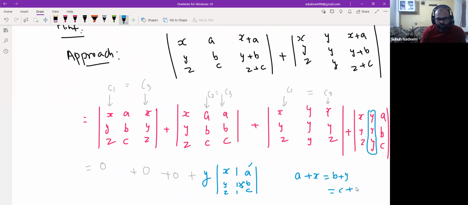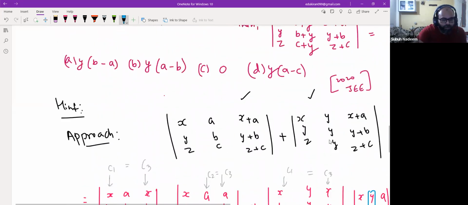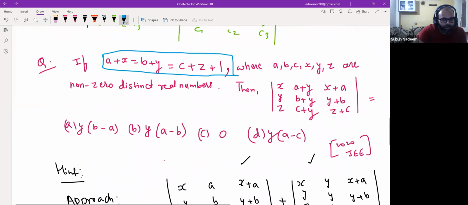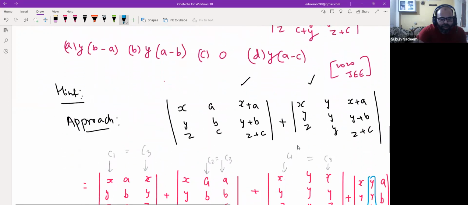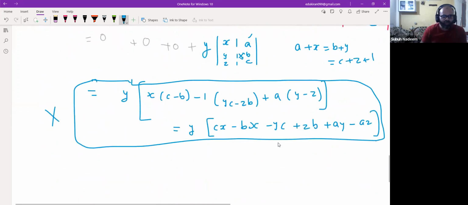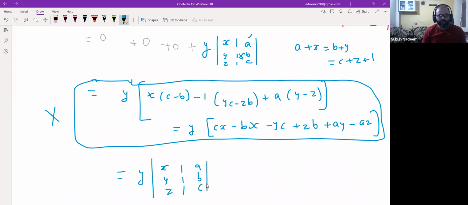C plus Z plus 1 is given. This is what is given. So you have to use this relation in this one. So this was coming out to be the determinant with rows X, Y, Z, 1, 1, 1, A, B, C. Don't expand it. If you expand it, you will get a difficult situation.